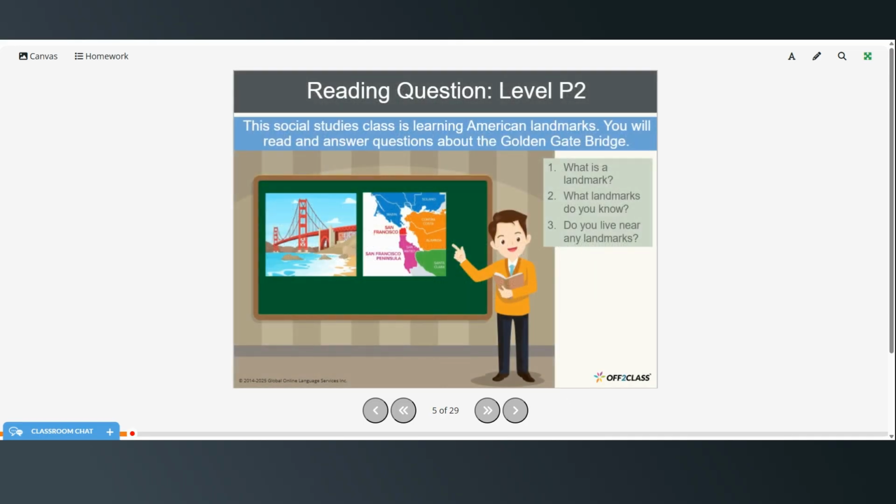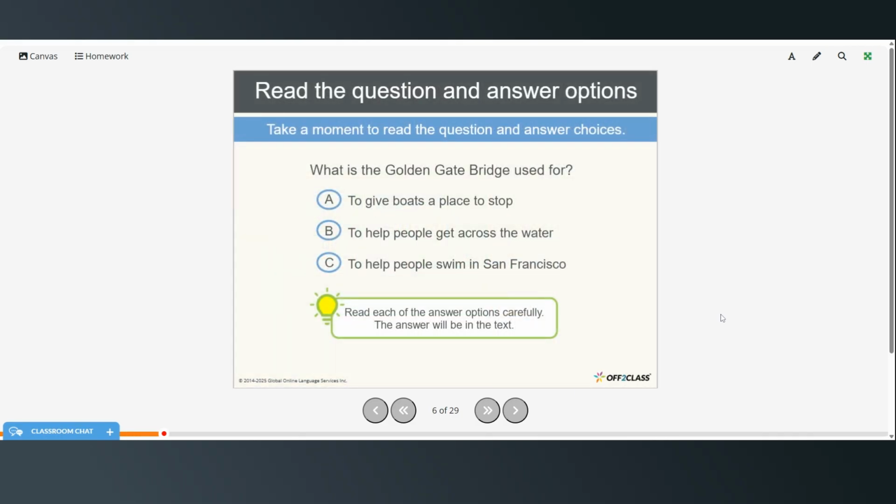Okay, this social studies class is learning American landmarks. You will read and answer questions about the Golden Gate Bridge. But before reading, think about these questions. What is a landmark? What landmarks do you know? And do you live near any landmarks? And take a moment to read the question and answer choices. Read each of the answer options carefully. The answer will be in the text.